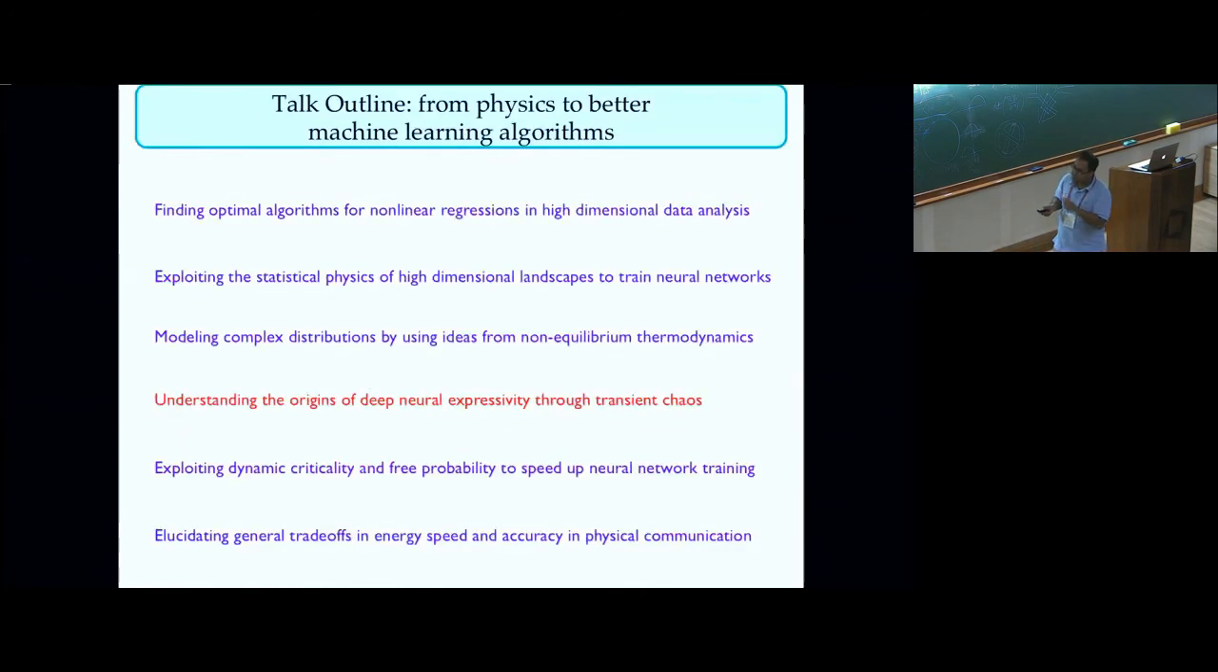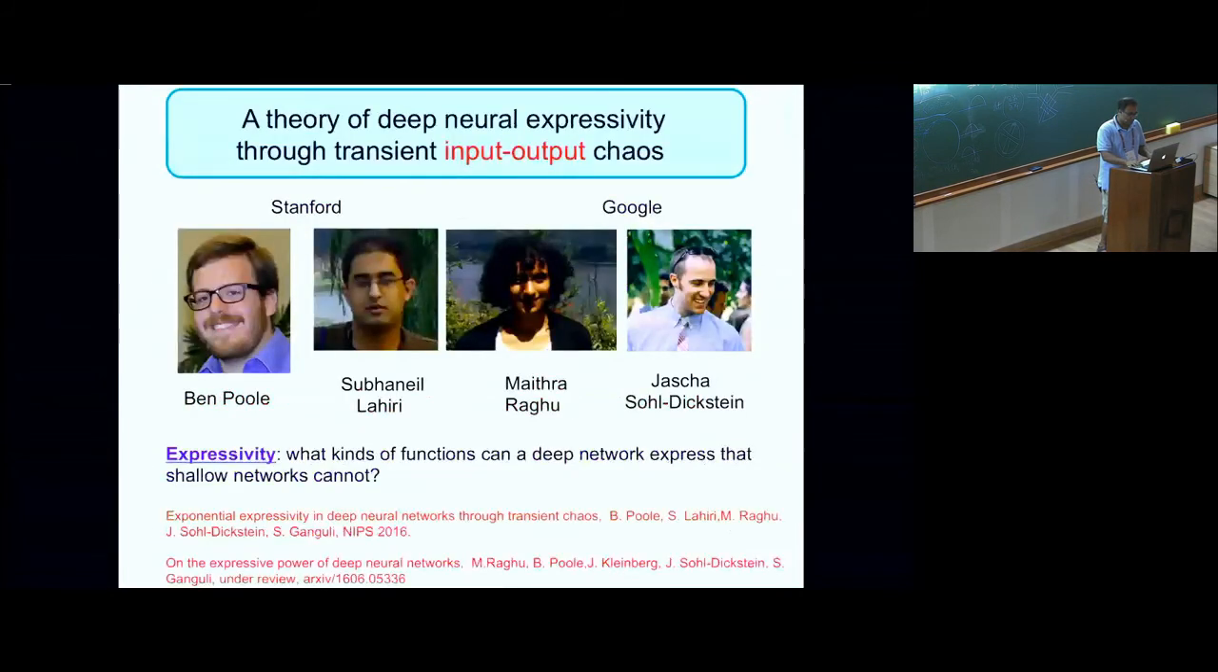Okay, so here we're actually going to use ideas from dynamic mean field theory and chaos theory to understand the expressivity of deep networks. So this was a question that came up: what can a deep network compute that a shallow network cannot? Like, why is depth good? This is one possible answer. This is work that was done with my grad student Ben Poole and postdoc Subhaneil Lahiri, and also a collaboration with Maithra Raghu and Jascha Sohl-Dickstein at Google.